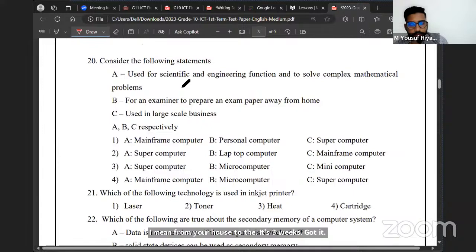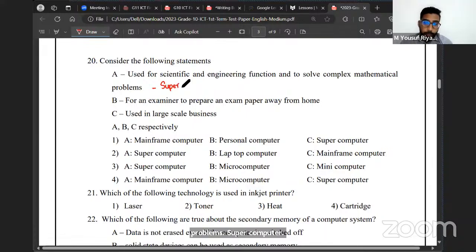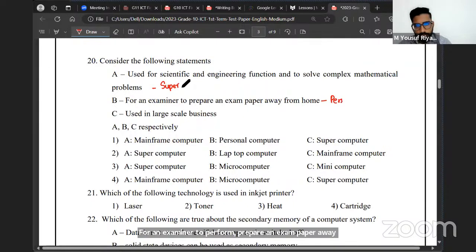Okay, the next one. A is used for scientific and engineering functions and to solve complex mathematical problems. Supercomputer. For an examiner to prepare an exam paper away from home, he can use a personal computer itself. Used in large scale business. Normally, large scale business uses mini as well as mainframe. It depends. But out of the given answers, only 2 and 3 have super in the first one, so obviously that's going to be the answer out of these two.